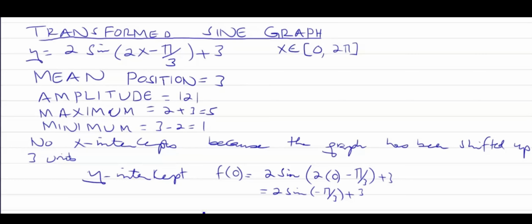Based on the unit circle, that's going to be negative square root 3 over 2, which gives us negative square root 3 plus 3 there. So that's one of the endpoints, as it has been restricted. We can also find the other endpoint, which is 2 pi, by substituting back into the original function.